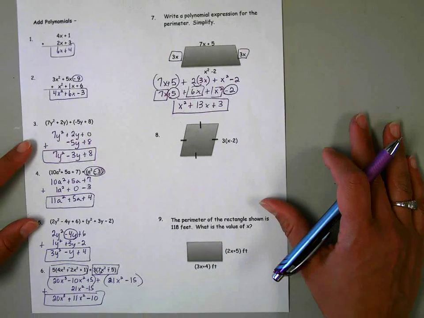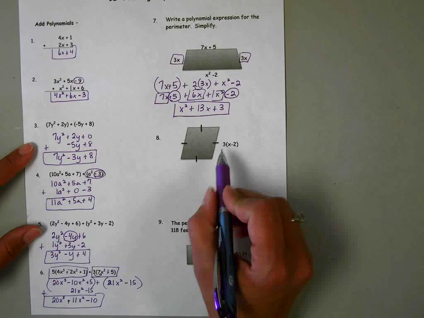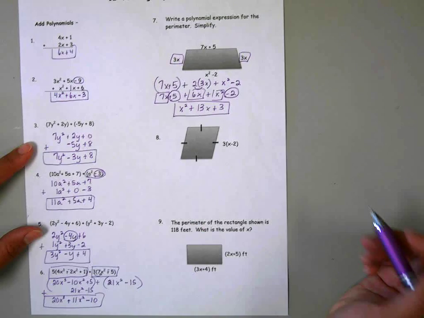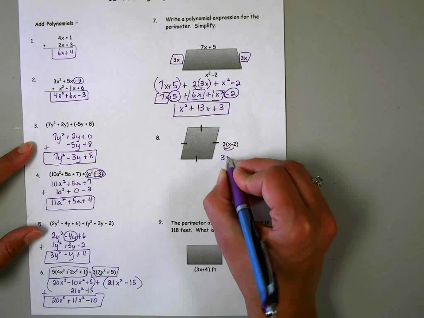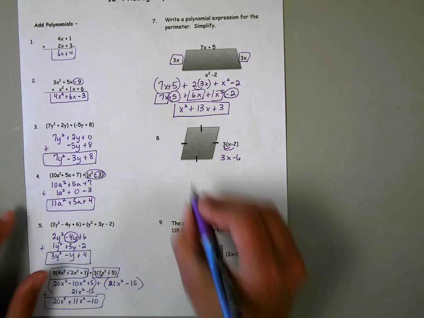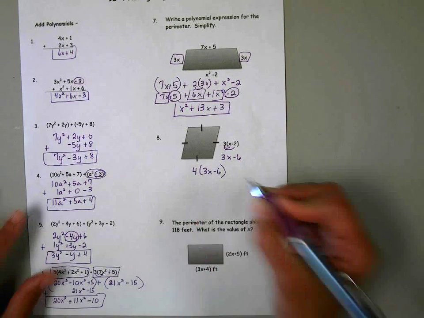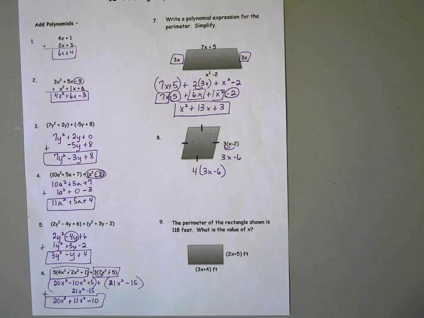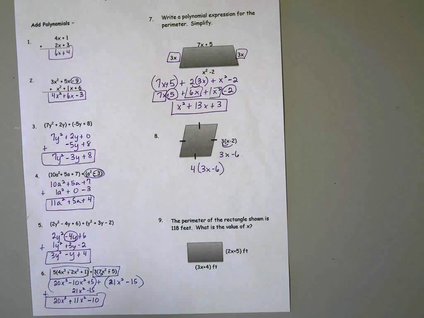Okay, on this one, to find the perimeter of a rhombus, I have to do one side length 4 times. So I'm going to go ahead and distribute this to make this a little bit easier problem. 3x minus 6 is what each side length is. So I'm going to do 4 times 3x minus 6, because I have 4 3x minus 6. Now I could do 3x minus 6 plus 3x minus 6. I could do that 4 times.